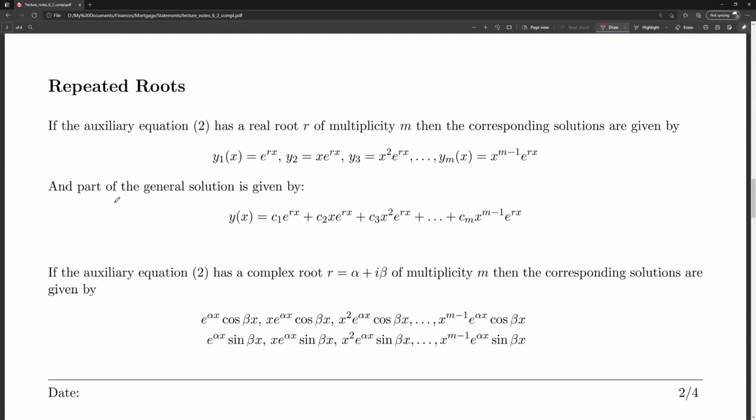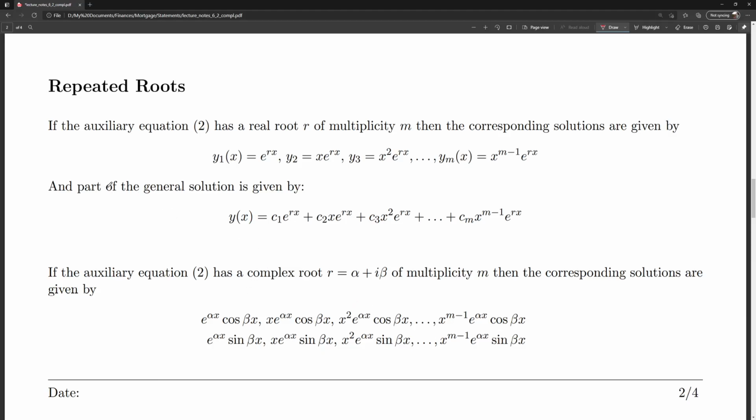So now, finally in this video, let's take a look at what happens when we have repeated roots. If the auxiliary equation has a real root r of multiplicity m, then the corresponding solutions are given by y1 of x equals e to the power rx, y2 equals x times e to the power rx, y3 equals x squared e to the power rx up to ym of x equals x to the power m minus 1 e to the power rx.